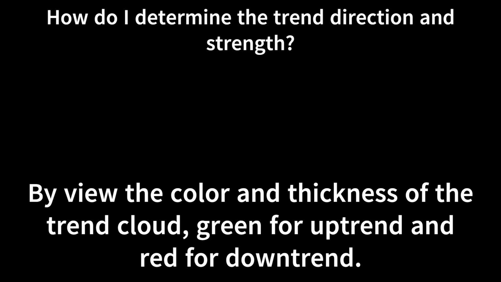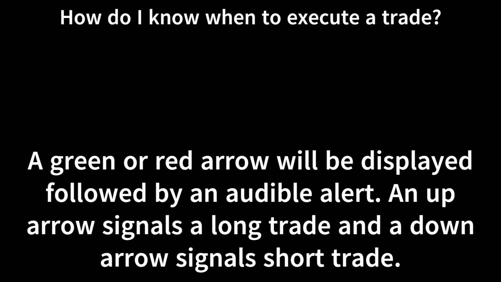How do I determine the trend direction and strength? By viewing the color and thickness of the trend cloud, green for uptrend and red for downtrend. How do I know when to execute a trade? A green or red arrow will be displayed followed by an audible alert. An up arrow signals a long trade and a down arrow signals a short trade.